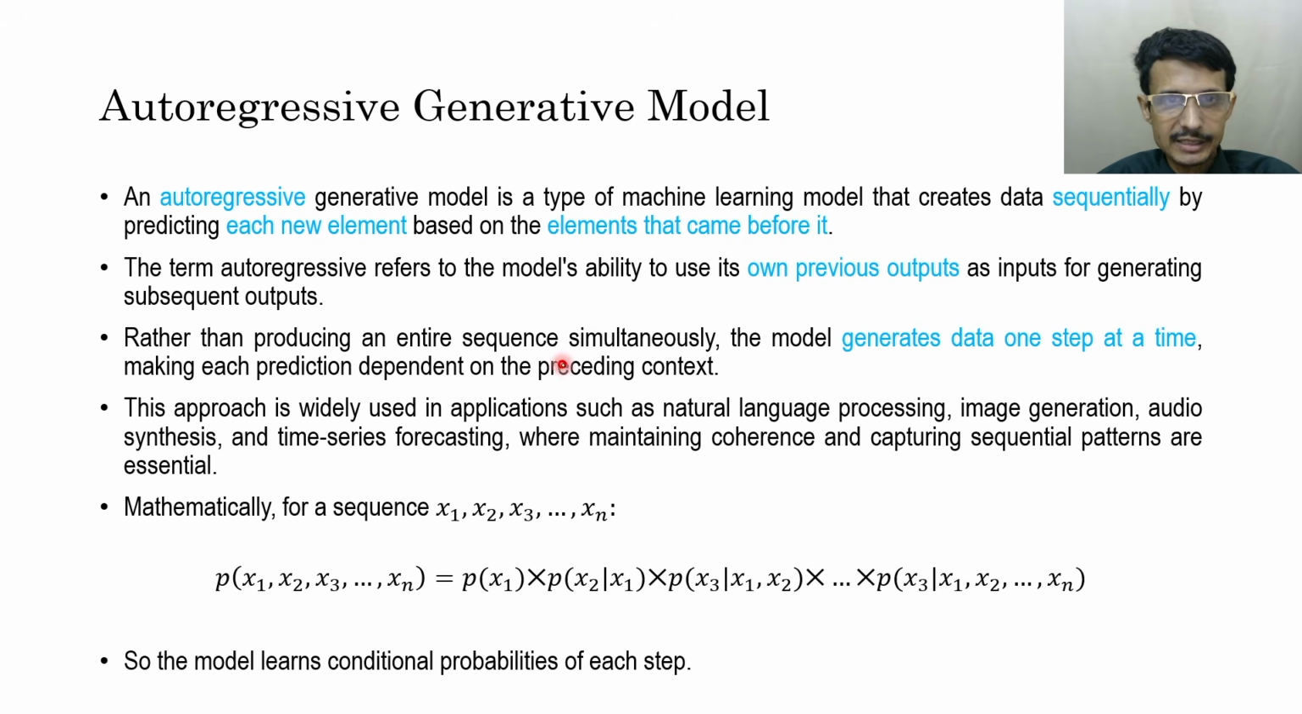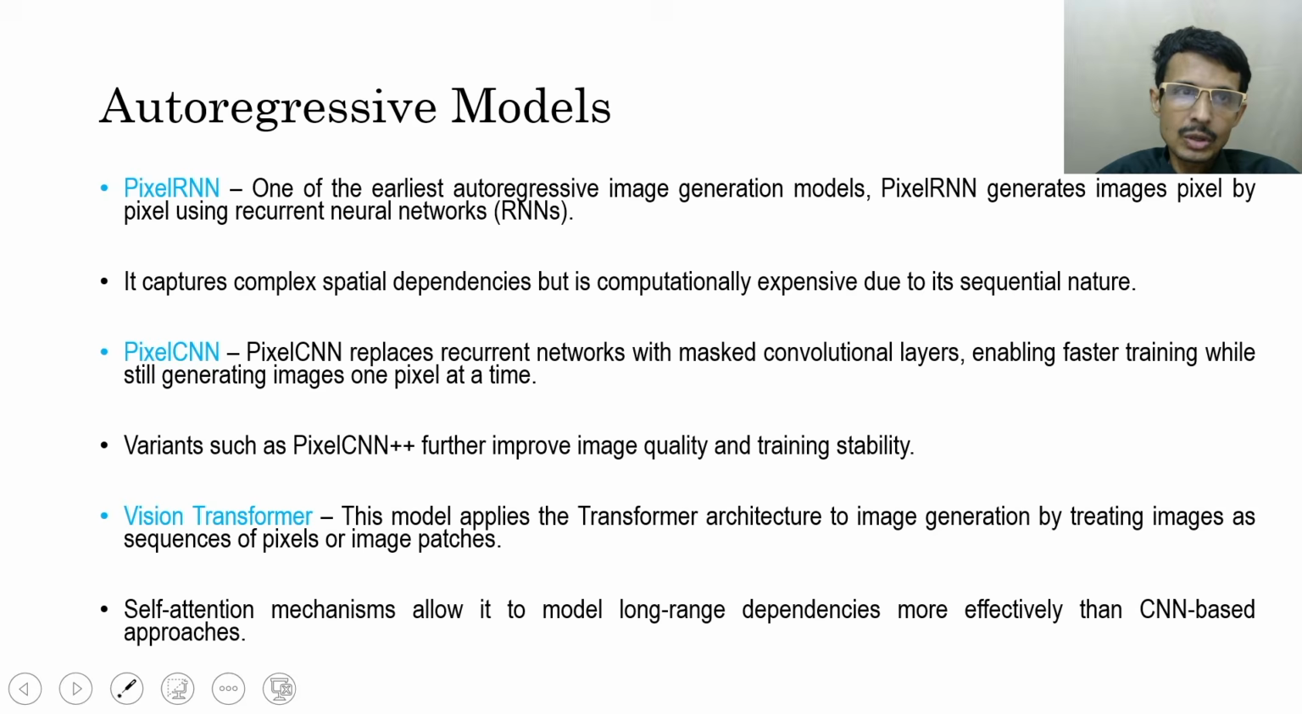Okay, so there are different autoregressive models. This approach is widely used in applications such as NLP, image generation, audio synthesis, and time series forecasting, by maintaining coherence and capturing sequential patterns. Mathematically, we say that this is a joint probability and it can be described in this way. So the model learns conditional probabilities of the sequence. Okay.